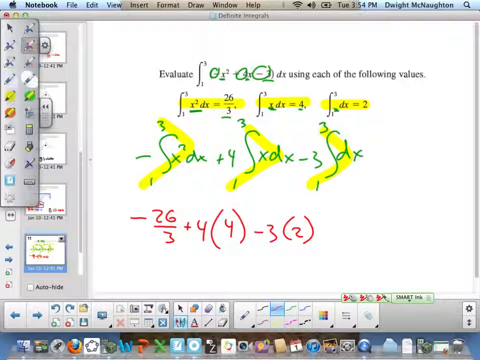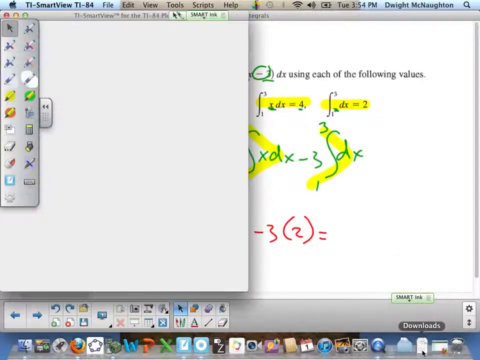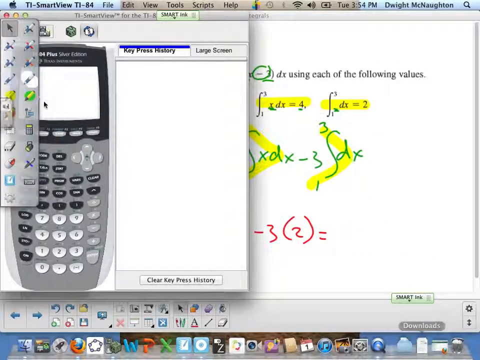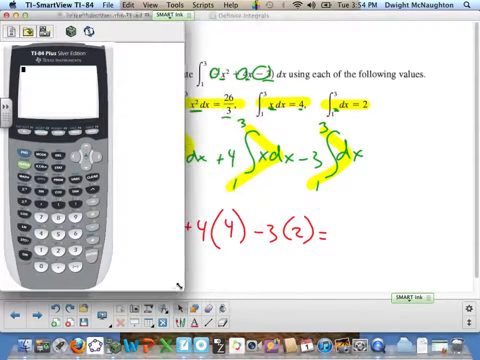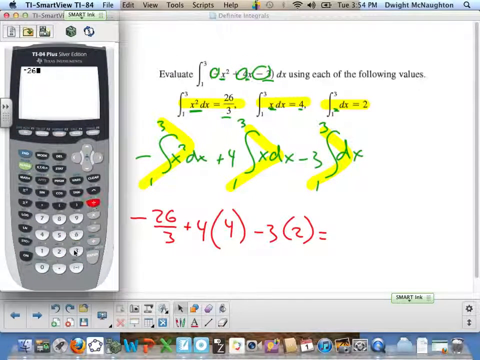So there we go. And if you want to simplify that, which is not at all necessary for the AP exam, you can do so. Negative 26 thirds plus 16 minus 6, 5 thirds, 4 thirds.